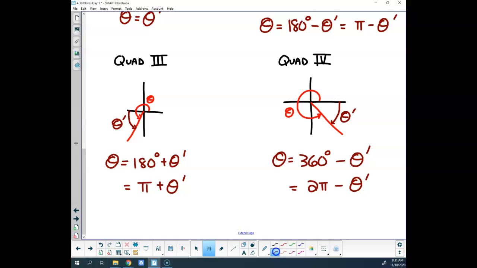And for the 2 pi, you'd obviously have to change the angle to radians, right? If your original angle is in radians, then you'd use those. If it's in degrees, then stick to degrees. Yep. Always comes off the horizontal.